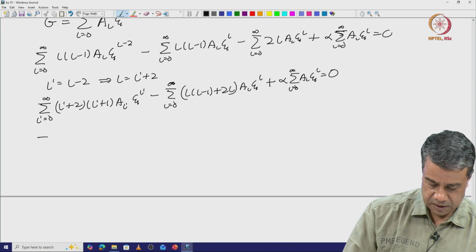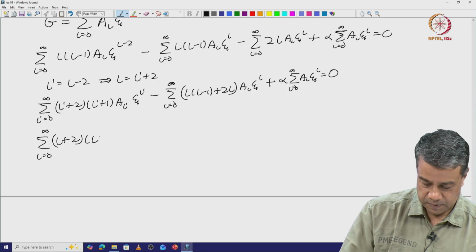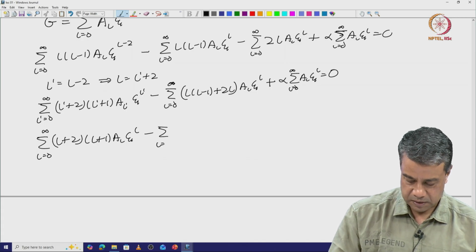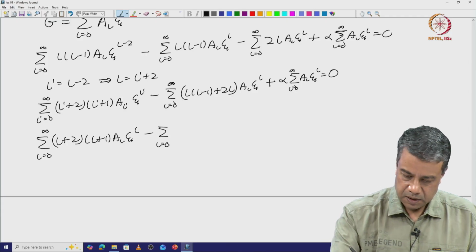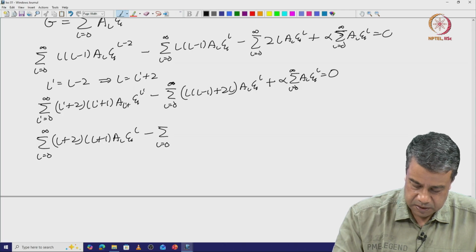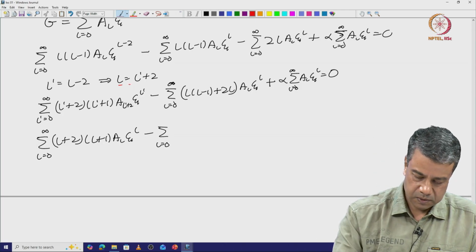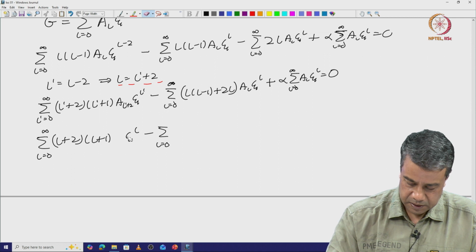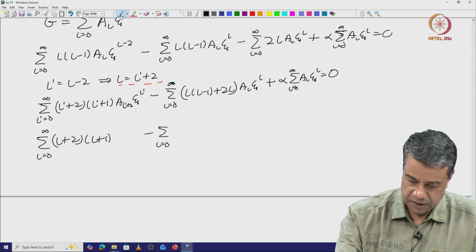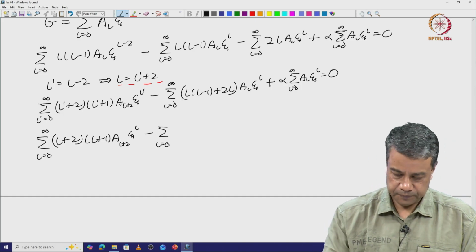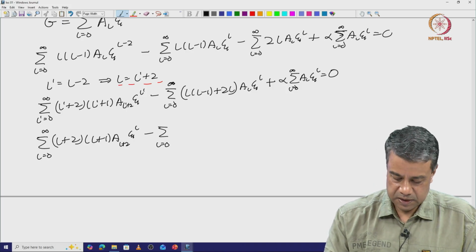So, I will get summation L is equal to 0 to infinity L plus 2 into L plus 1 A L psi power L minus summation L is equal to 0, please note a correction here, this should be L prime plus 2, because L is equal to L prime plus 2, as noted here. Therefore, here as well, when I change L prime to L, I will have A L plus 2 psi power L. L into L minus 1 plus 2L is L into L plus 1.